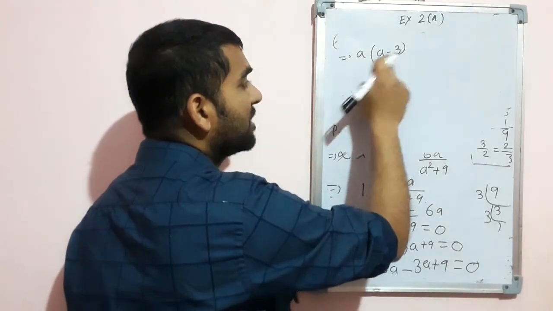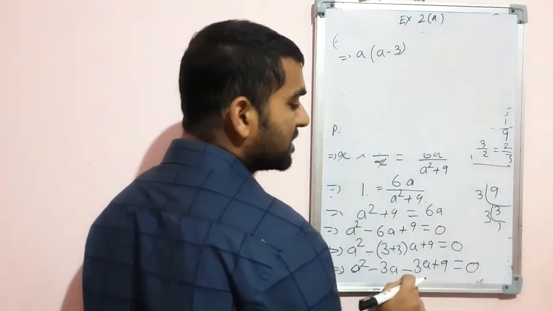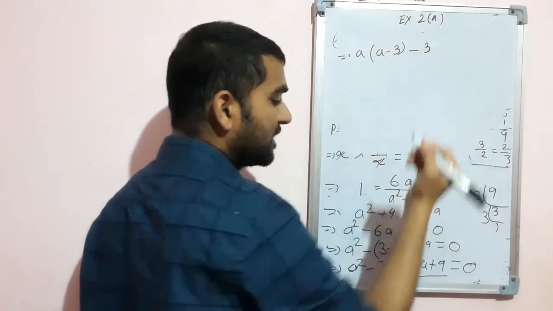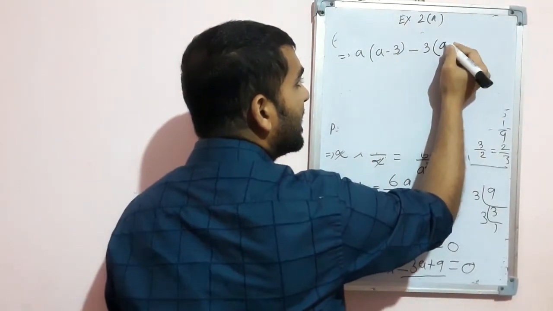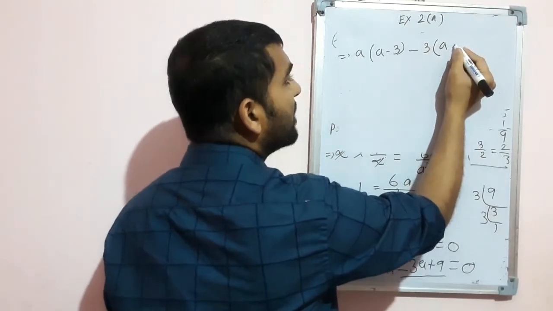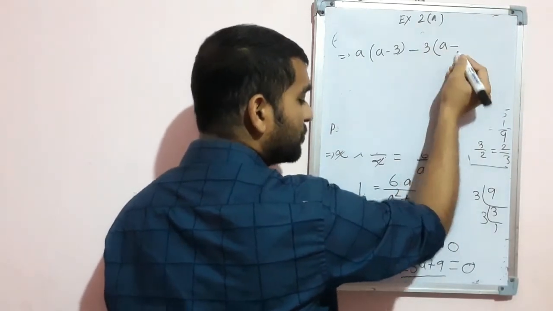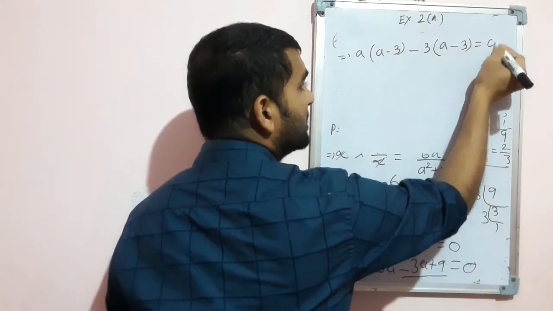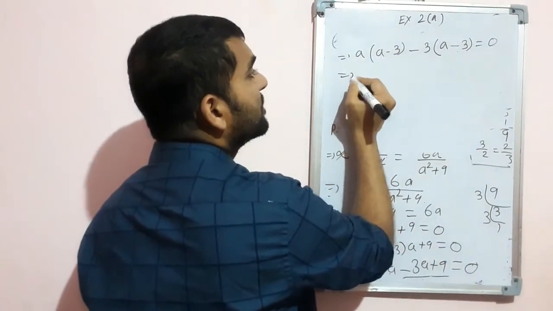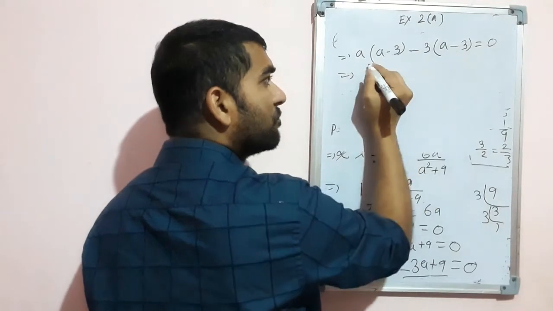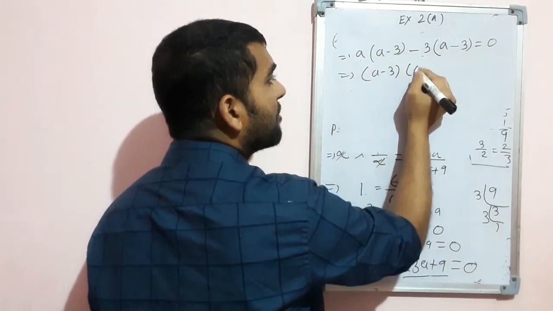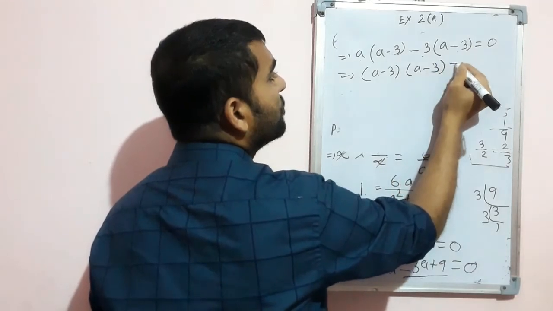A into 3 will be 3a. Now from these two terms, what will you take common? Minus 3. Take minus 3 common, so it will be a. Then here, what will it be, plus or minus? Obviously minus, because minus into minus plus 3 will be 0, right? Then next step, a minus 3 common, so we will write a minus 3, and whatever is outside the bracket we will write here, a minus 3 equal to 0.